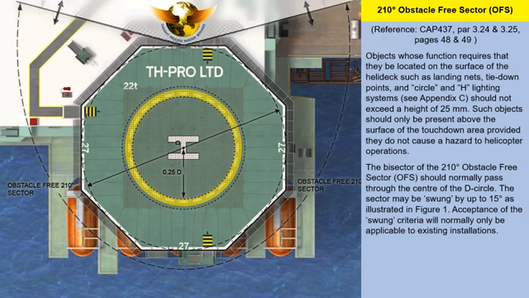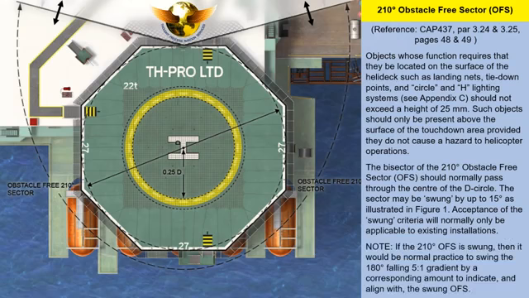The sector may be swung by up to 15 degrees as illustrated in Figure 1. Acceptance of the swung criteria will normally only be applicable to existing installations. Note, if the 210-degree OFS is swung, then it would be normal practice to swing the 180-degree falling 5-to-1 gradient by a corresponding amount to indicate and to align with the swung OFS.